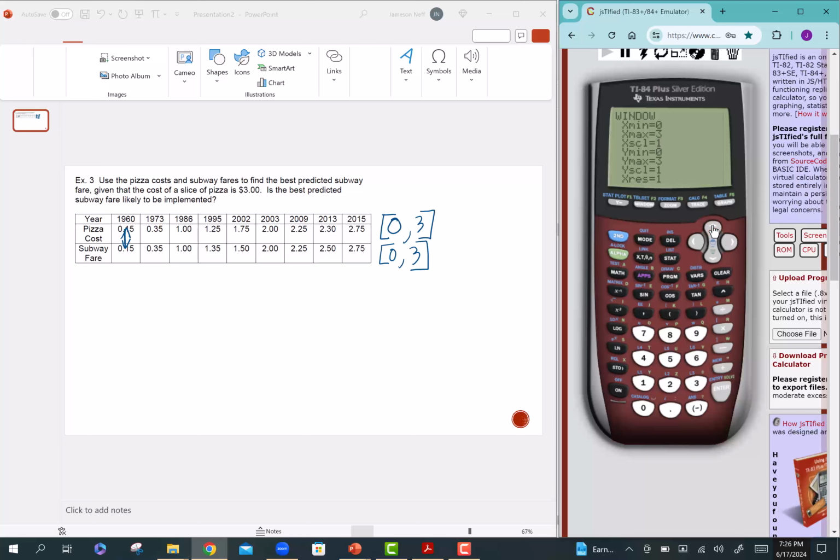Now SCL stands for scale, so it will put a hash mark every one. So that's not a lot of hash marks. That won't really help us see our data, but it's not the most important thing. So maybe I'll put 0.3, and then that means there would be 10 hash marks. You'll see what I mean in a little bit. So I'll do that again for Y scale. XRes, I've used these calculators for decades at this point, and I still don't know what that does. Just leave it alone.